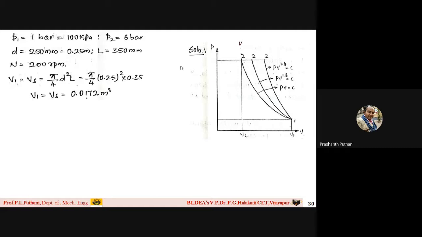So first, as we have discussed, the given data we have taken down here. Swept volume V1, from here to here, this is swept volume Vs, which is equal to V1, which is nothing but pi by 4 d square L. So once you substitute, you get the value: how much? 0.0172 meter cube.